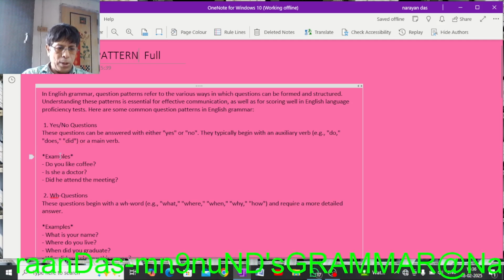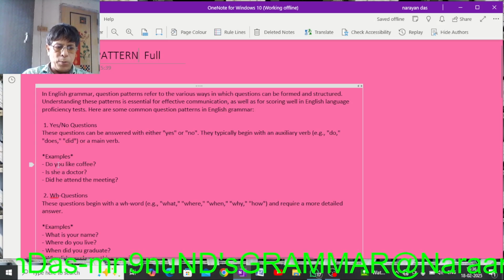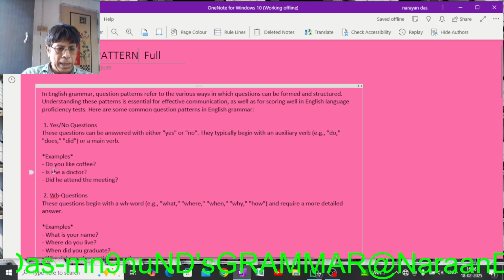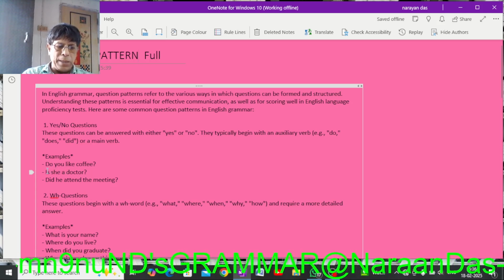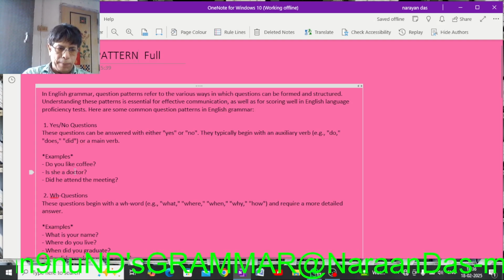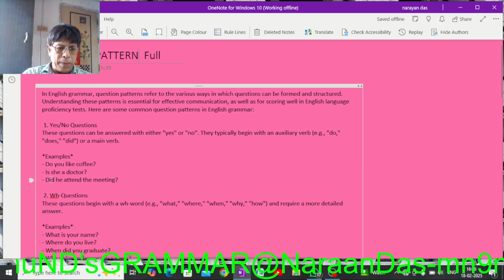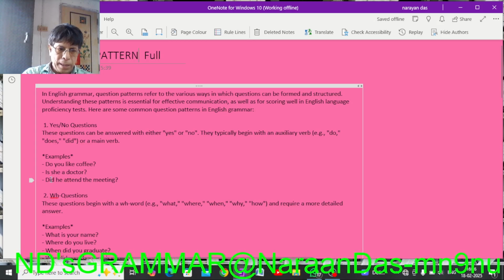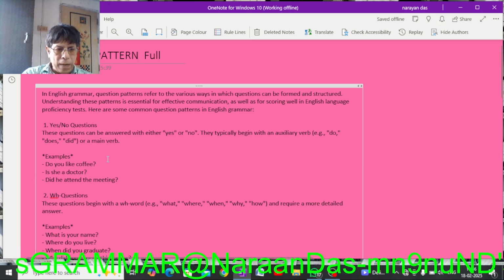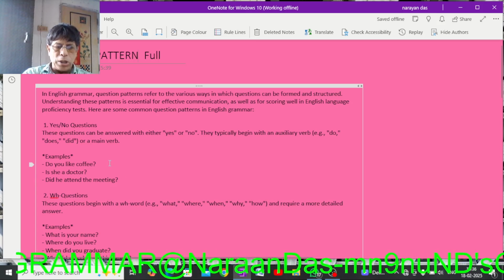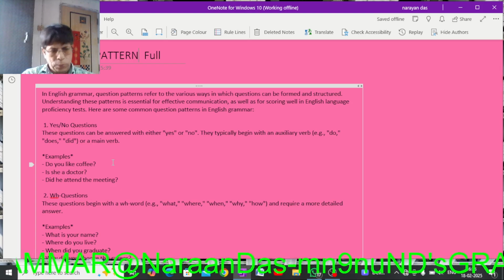So, examples: do you like coffee? Here you see the helping verb do is used before the subject you. Is she a doctor? Here the helping verb is before the subject she. Did he attend the meeting? Here the helping verb did, which is the past form, sits before the subject he to make an interrogative. And all these interrogatives or questions can be answered with either yes or no.